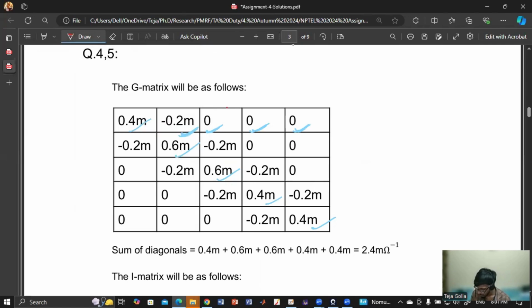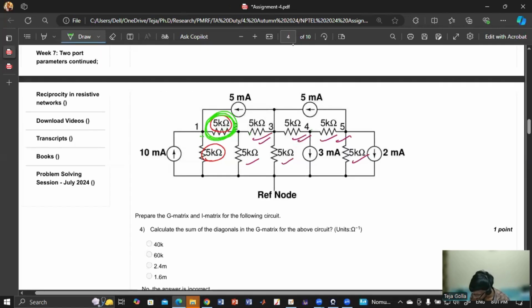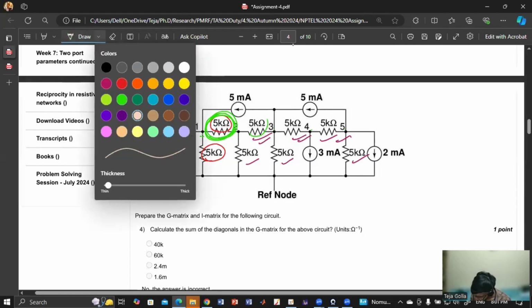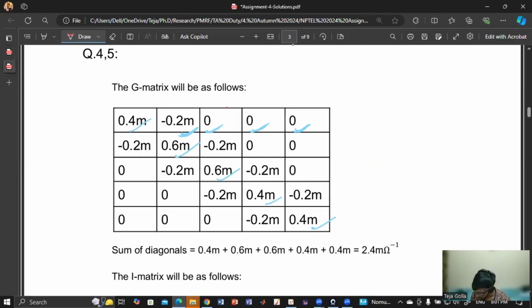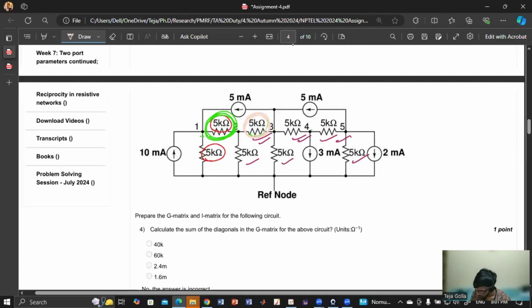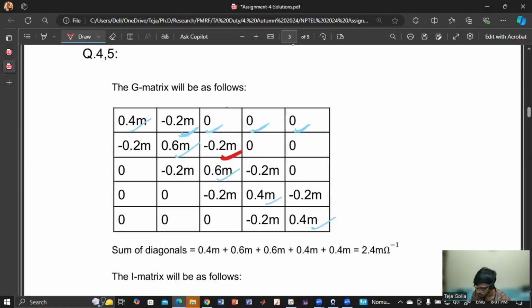Okay. So now the second row, between 2 and 3, there is minus 5k, right? So it will be again minus 0.2. So that's why it is minus 0.2. And between 2 and 4, there is nothing. 2 and 5 also, there is nothing. So all the rest of the elements will be 0 and 0.